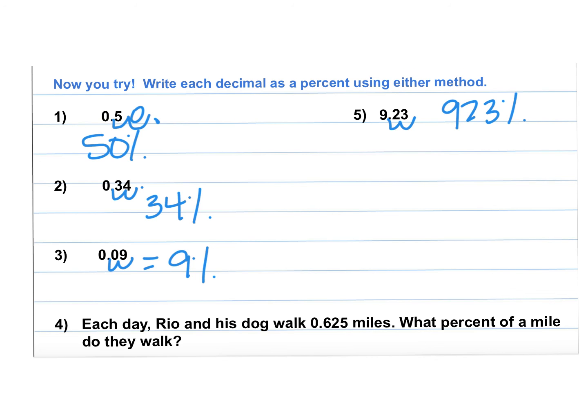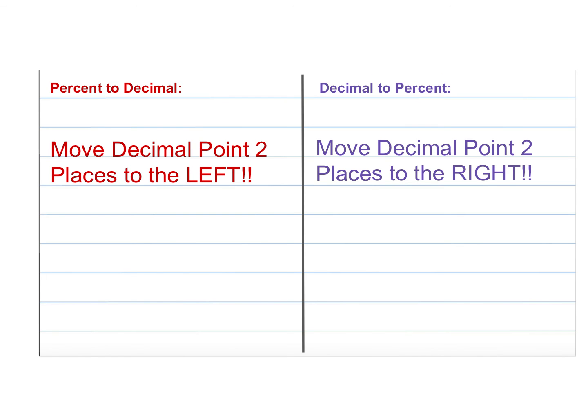And then if we look down here, each day Rio and his dog walk 0.625 miles. What percent of a mile do they walk? So we're going to go 2 to the right, which is going to be between the 2 and the 5. So I need to keep that decimal in there. Even though I'm changing it to a percent, sometimes there's a decimal in a percent. So then it would be 62 and 5/10%.